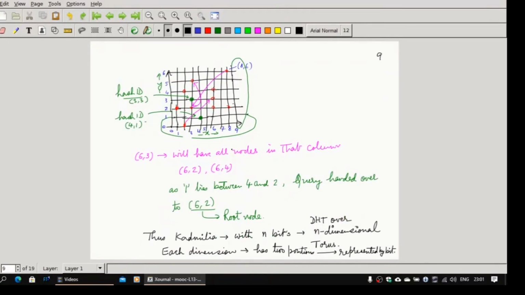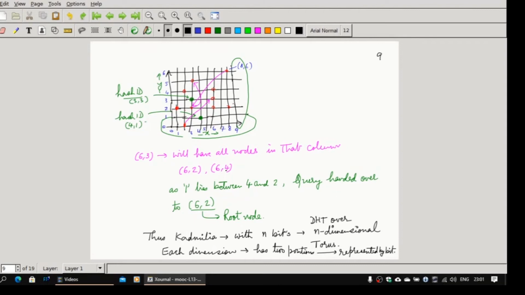And 6,3 will have all nodes in that column, 6,2 and 6,4 in the second column actually of 6,3's routing table. And as 1 lies between 4 and 2, the query should be handed over to 6,2. So 6,2 will then search, it will find that it itself is a root node, so the query will stop there, and then the query can be searched in the query database. Okay, so this is how typically, this is very similar to what happens in Kademlia.